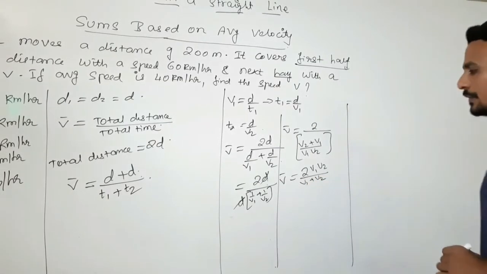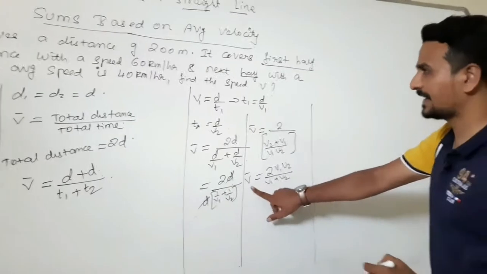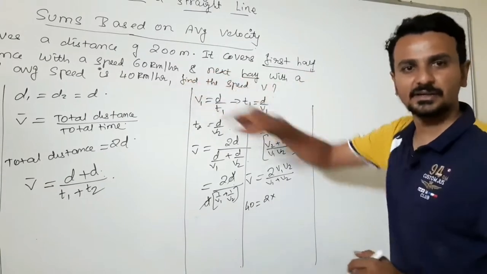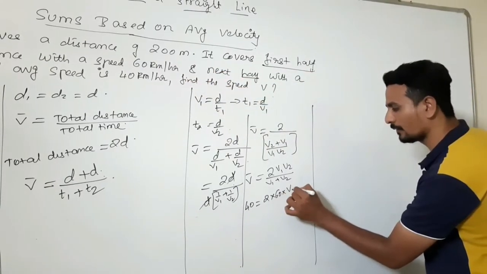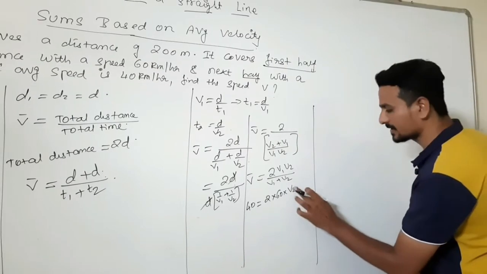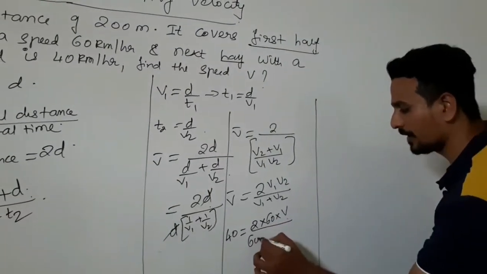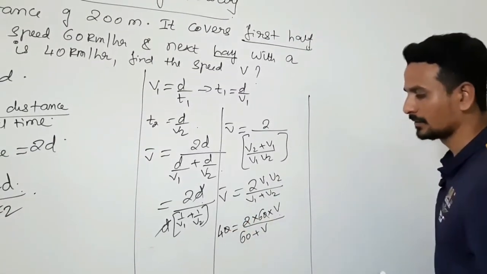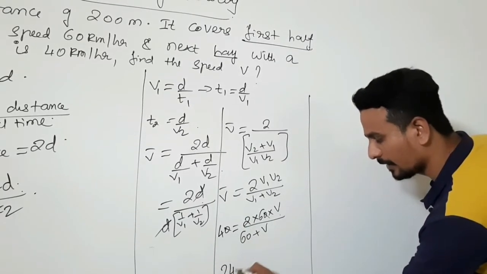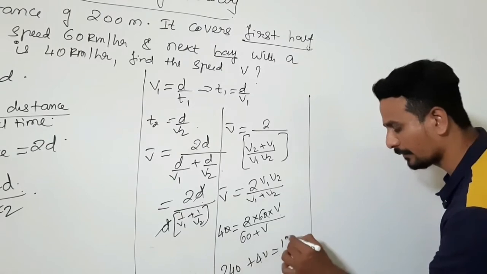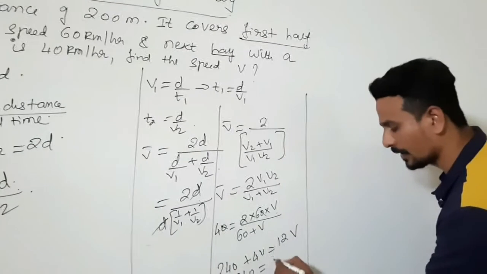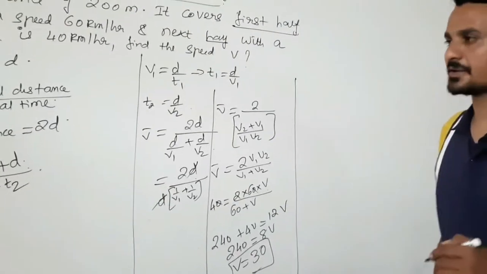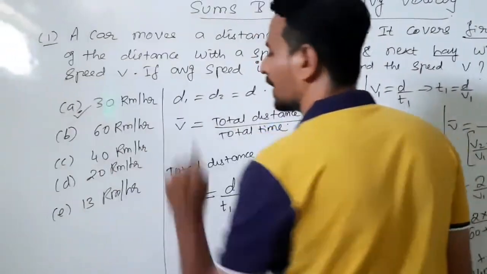Right? Okay, so we will solve this. Average speed is 40, so instead of the average speed we place 40. One speed is given as 60, so instead of v1 we write 60. v2 is not given, we have to find it, let us say v. So 40 equals 2 times 60 times v upon 60 plus v. It is finally 2400 plus 40v equals 120v. So 2400 equals 80v. So v equals 30 km per hour. Right? So your answer for this question is 30 km per hour.